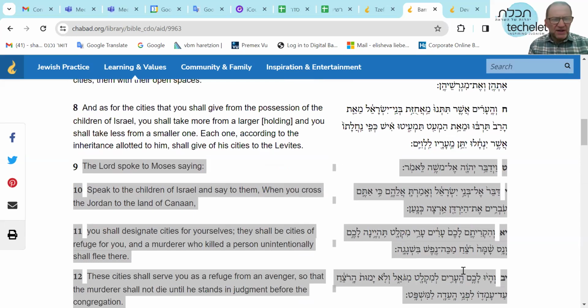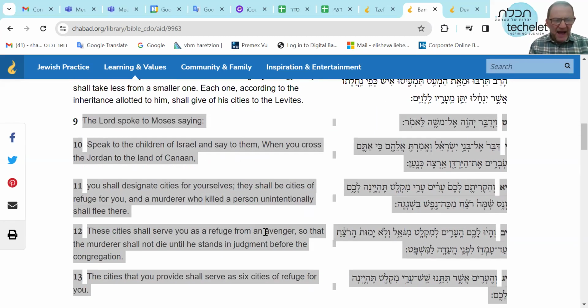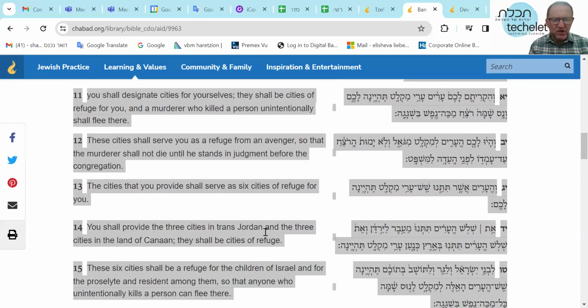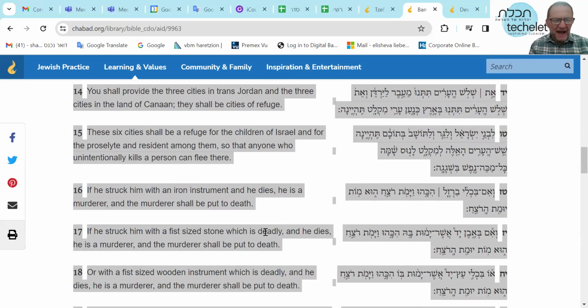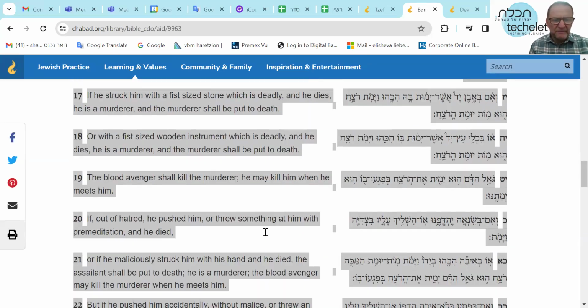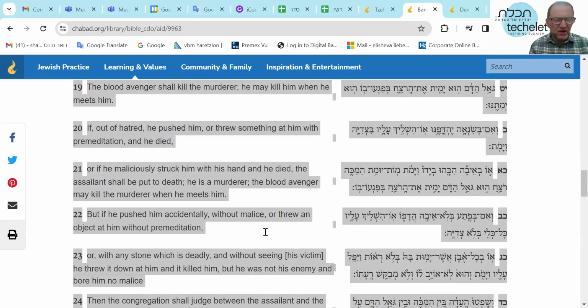Shem spoke to Moshe, saying, "Speak to the children of Israel when you cross into the land of Canaan. You shall designate cities for yourself. They shall be cities of refuge. And a murderer who killed a person unintentionally shall flee there." And then it tells you where they should be, 3 on one side of the Jordan, 3 on another. And then it tells you the situation, what it means to do it maliciously and then by accident.